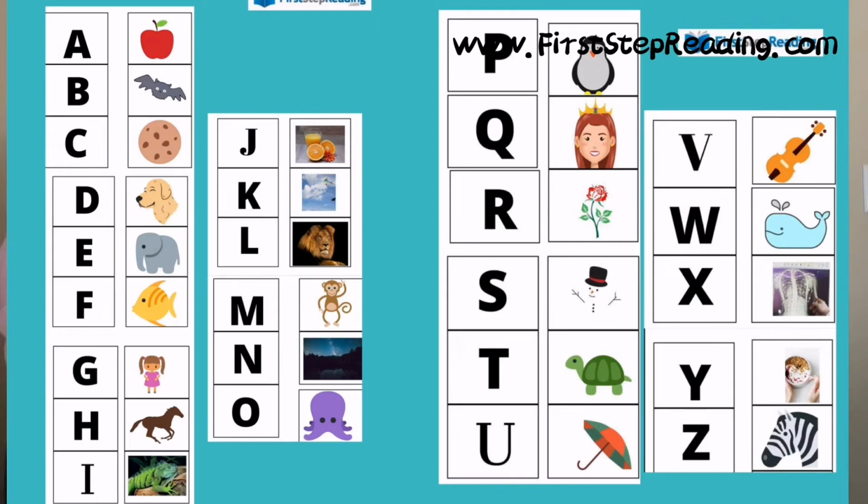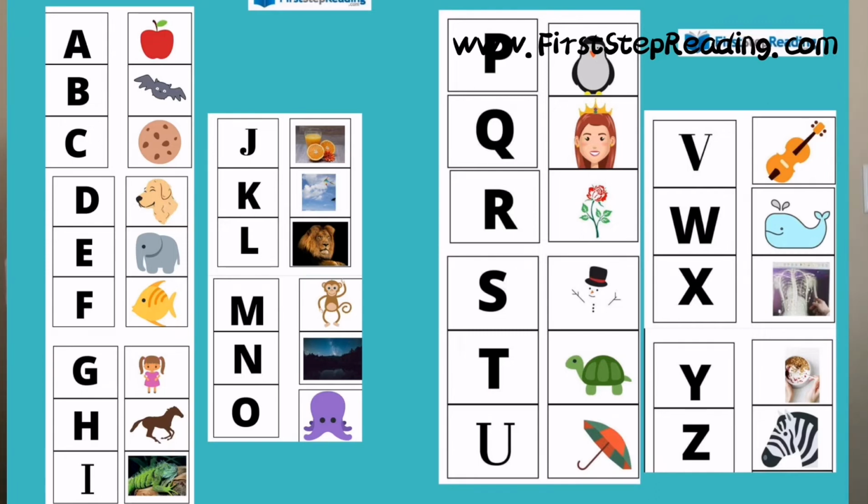The G says g, g. The H says, the I says, like girl, horse or iguana. The J says j. The K says k. The L says ooh, like juice, kite and lion.